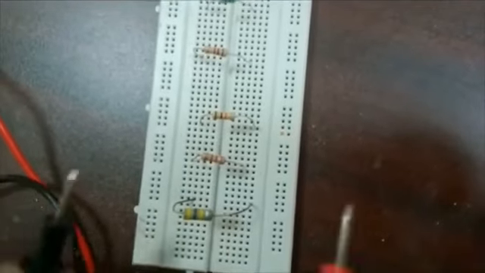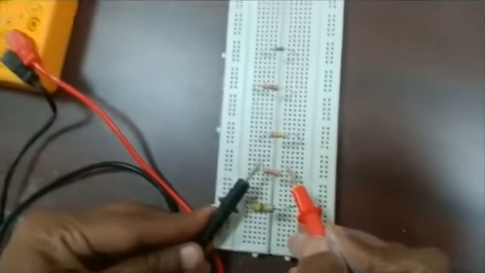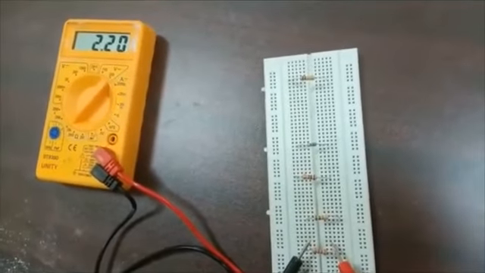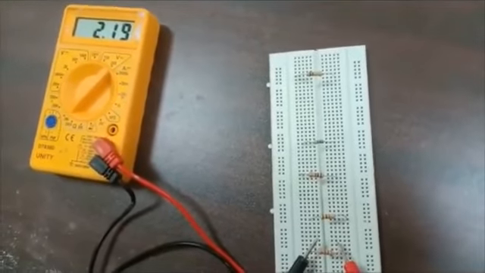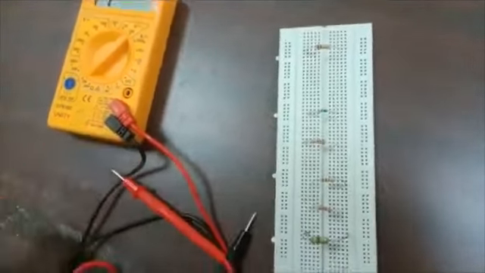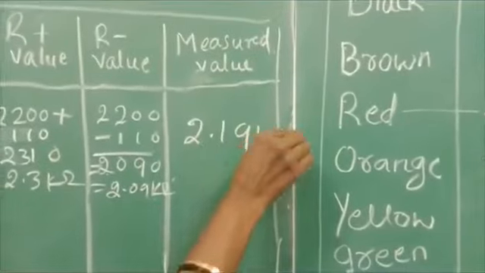Connect the positive terminal and negative terminal of your multimeter to the resistor. See the reading on the display of the multimeter, students. It is showing 2.19 kilo ohm. Let me write 2.19 kilo ohm. The answer is 2.19 kilo ohm.